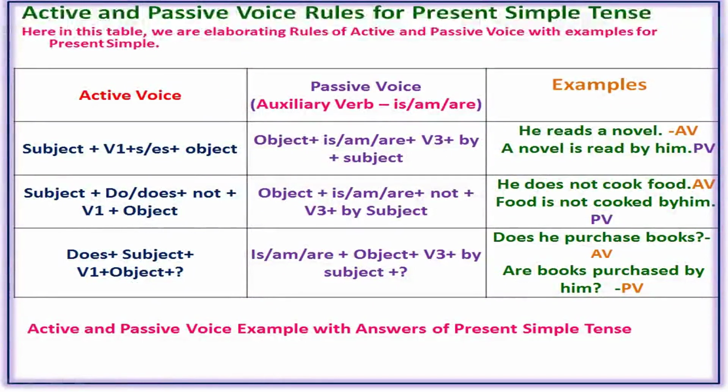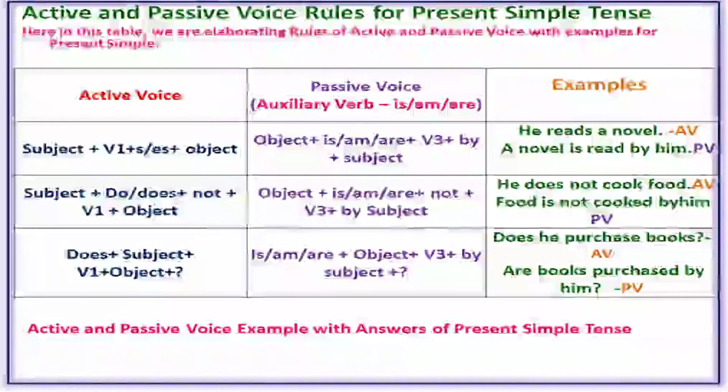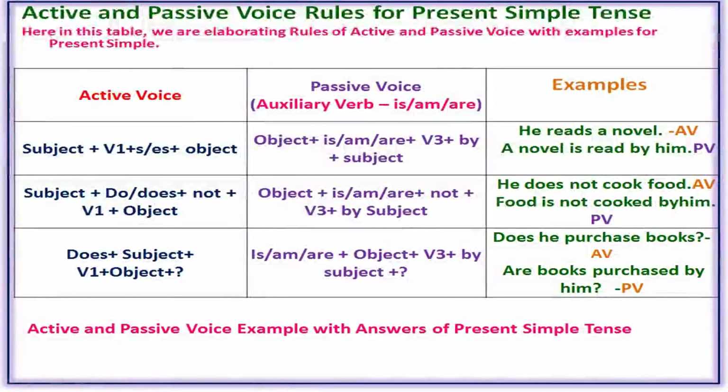Example: he reads a novel. This is active voice. A novel is read by him. This is passive. In negation, only we are adding a not. The formula is the same: object plus is, am, are, plus not, plus V3, plus by, plus subject. Here, he does not cook food. Passive voice: food is not cooked by him.